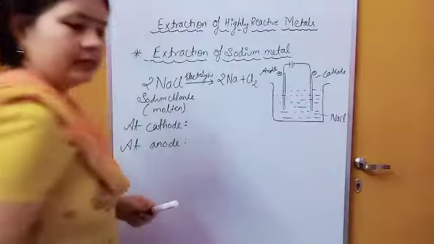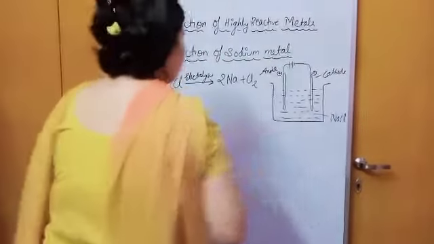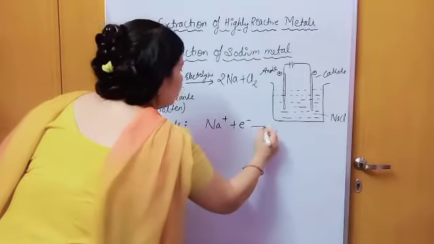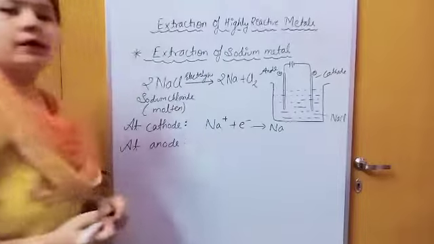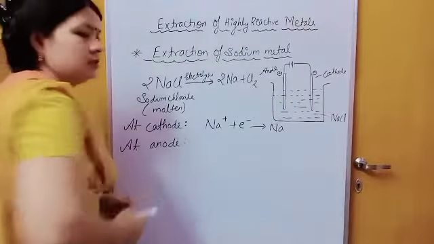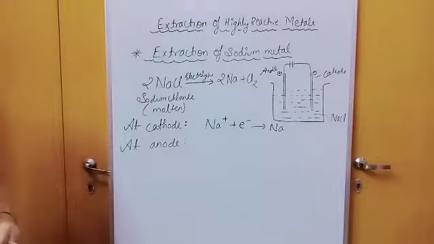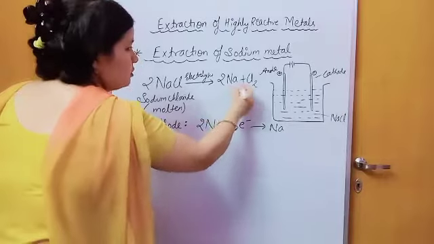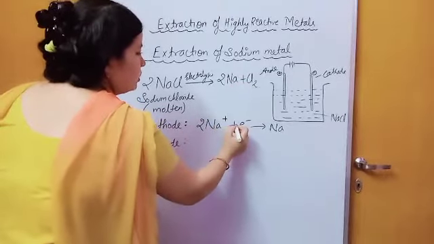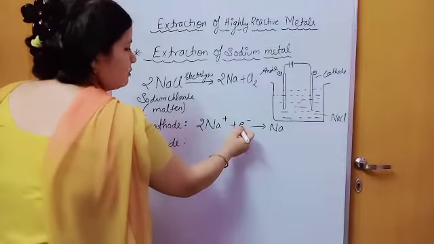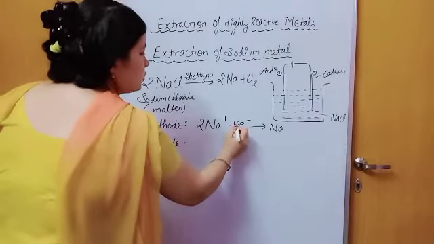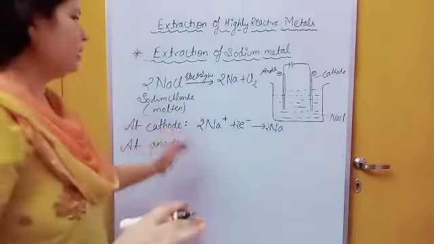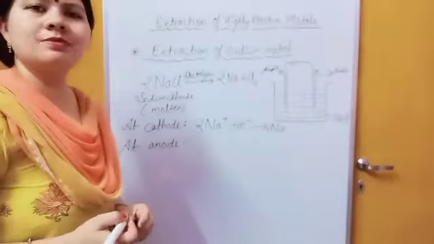Now at the cathode side, the gain of electron occurs, in which case that one is sodium, Na positive. After gain of one electron, this one becomes Na. Now you have to balance this equation. So this one is 2 Na positive to balance this equation, and if for one Na positive after gain of 1 electron it becomes Na, so here this one is gain of 2 electron for balancing this equation only, otherwise normally Na positive after gain of 1 electron becomes Na.